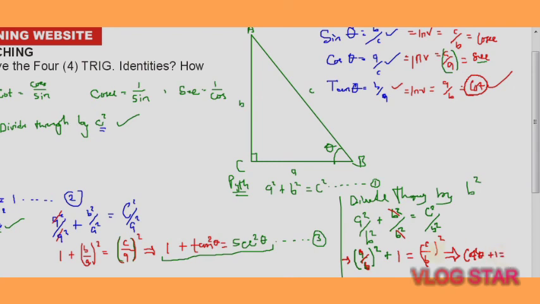Now let's look for this other one. This is c over b. Let's look for c over b. This c over b is here, and it is the inverse of sine, and the inverse of sine is cosec. So this is cosec squared theta. This is exactly what we have, and this becomes the fourth trig identity.